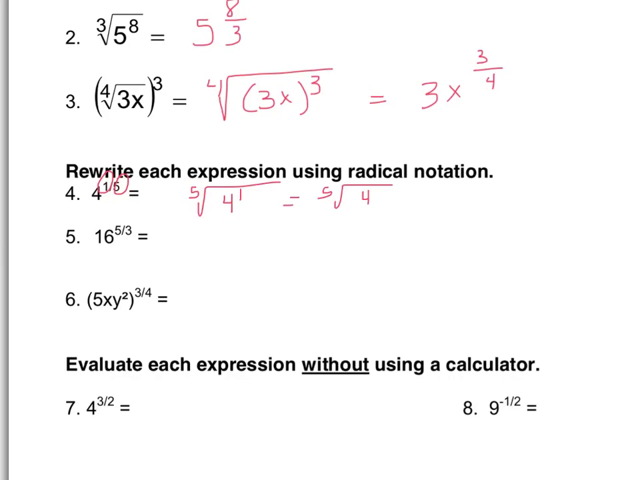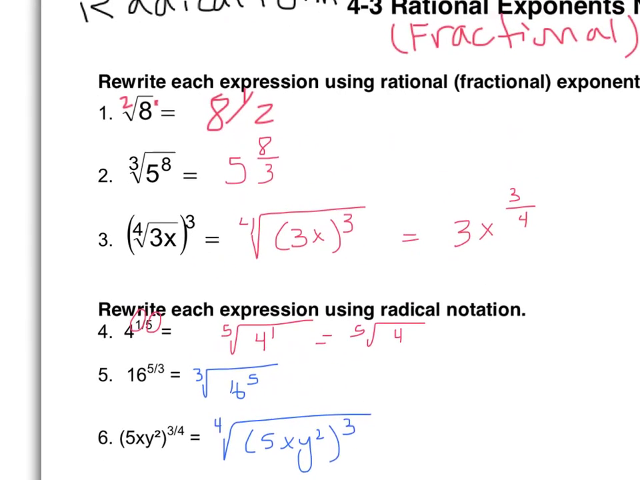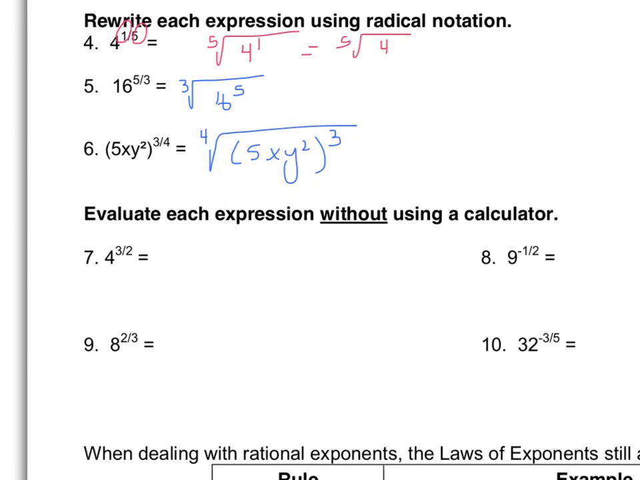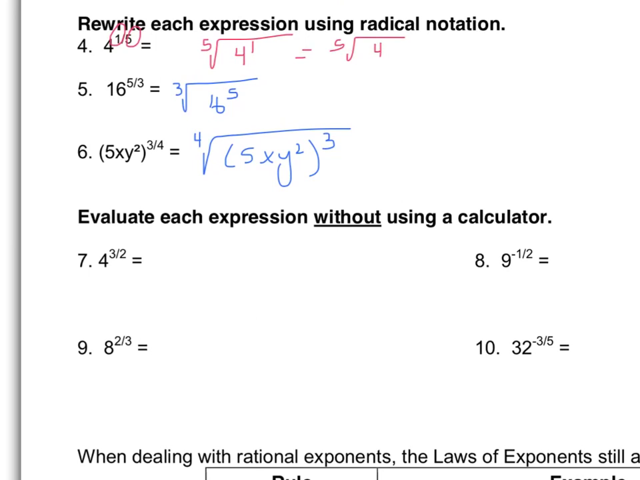Now the next one is going to be the 3rd root of 16 to the power 5. This one would be the 4th root of 5xy squared, all of this cubed. So again, this power would be on the inside and this would be the index of the radical. Now 1 through 3 is to change to rational exponents, and 4 through 6 is to change into radical notation. Now 7 through 10, you are not allowed to use a calculator. So in order to simplify or evaluate those expressions, there are 2 ways. I'm going to show you the first method.